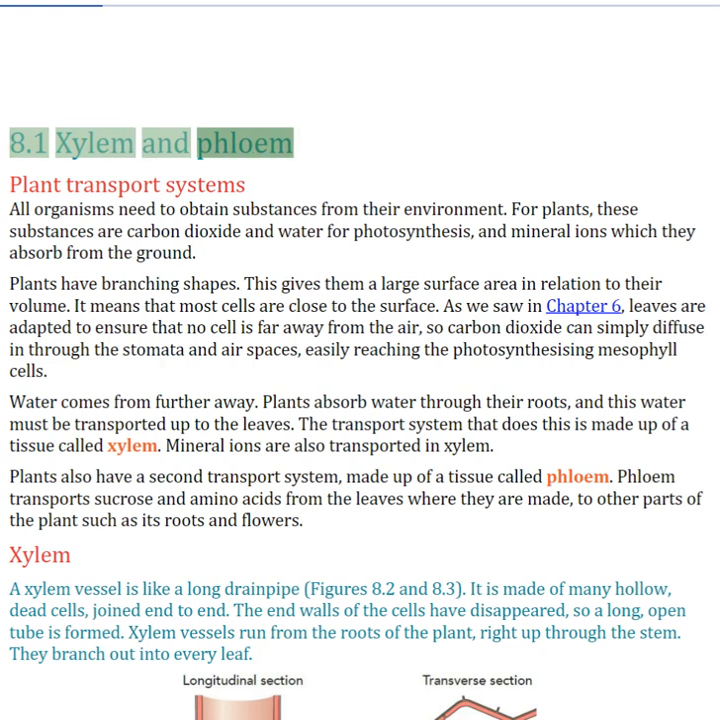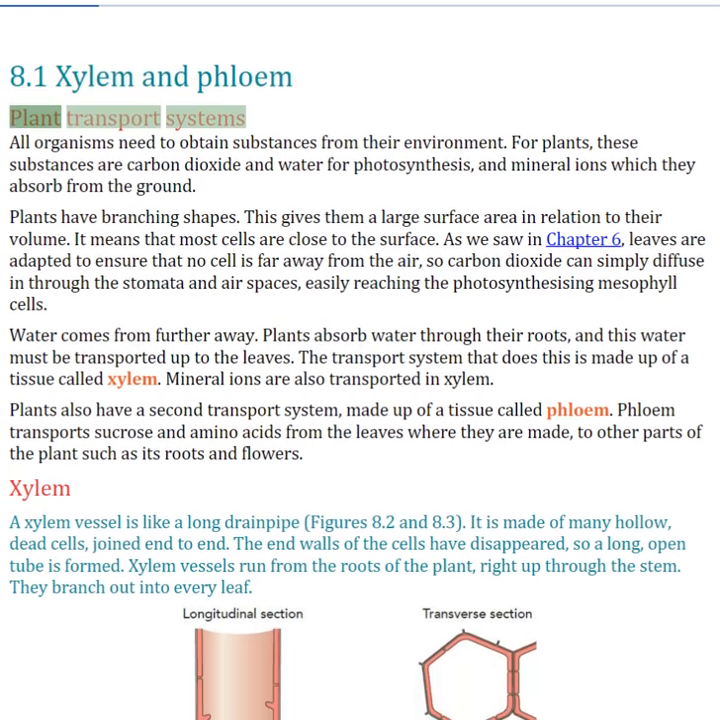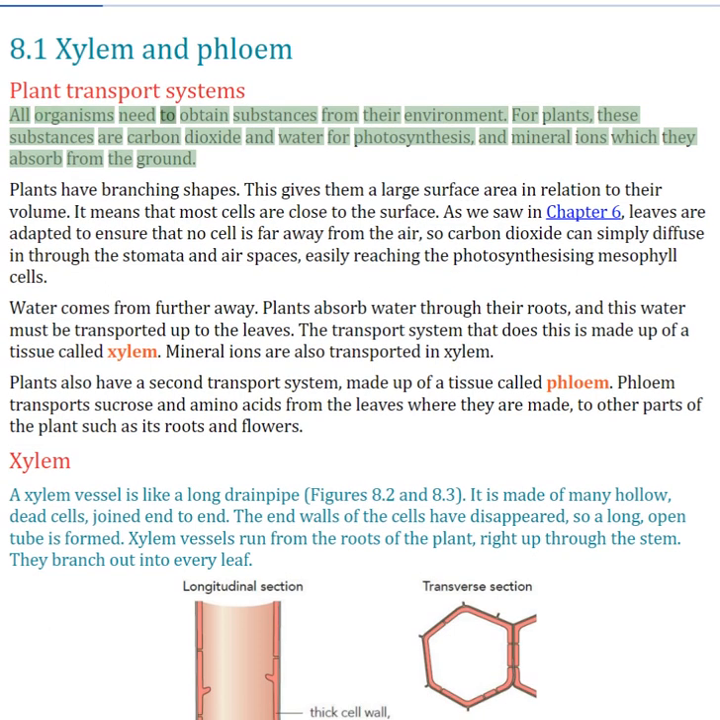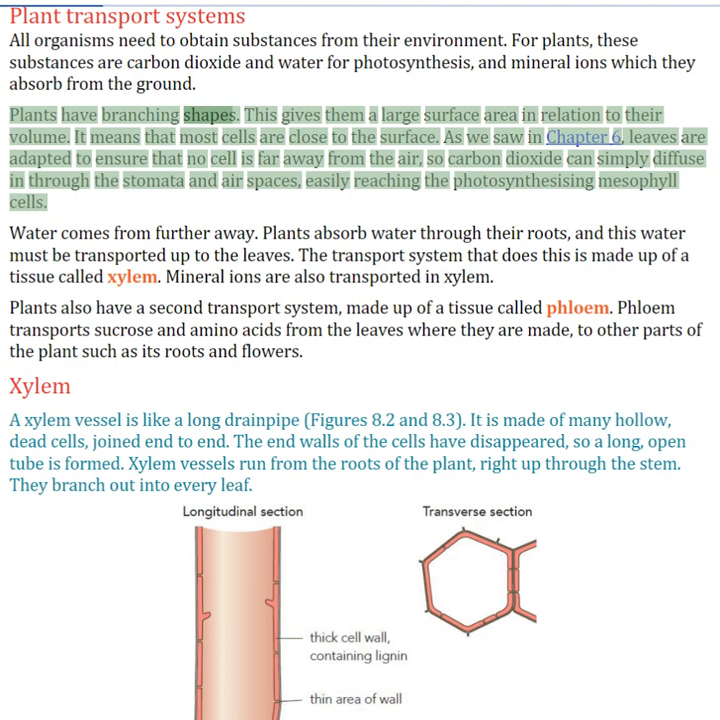8.1 Xylem and phloem. Plant transport systems. All organisms need to obtain substances from their environment. For plants, these substances are carbon dioxide and water for photosynthesis, and mineral ions which they absorb from the ground. Plants have branching shapes. This gives them a large surface area in relation to their volume. It means that most cells are close to the surface.